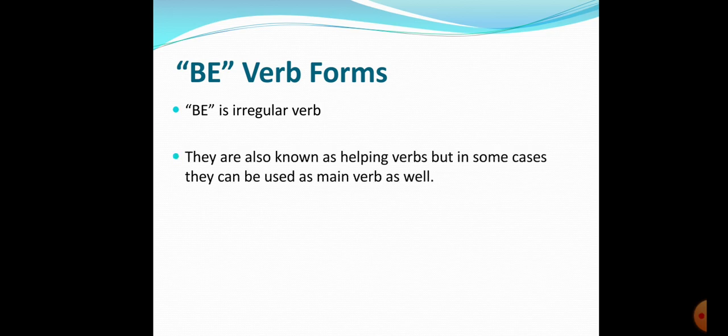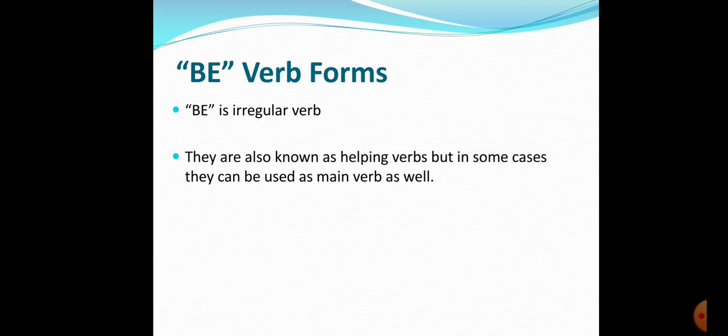So I'm not going to repeat all those again and get into those details here, but let's revise something about what's relevant here, particularly in case of the present continuous tense. Okay, so these be verb forms are also known as helping verbs. You know what helping verbs are. But these be forms of verbs are also sometimes used as main verb. Again, I will not get into all this right now to avoid confusion.